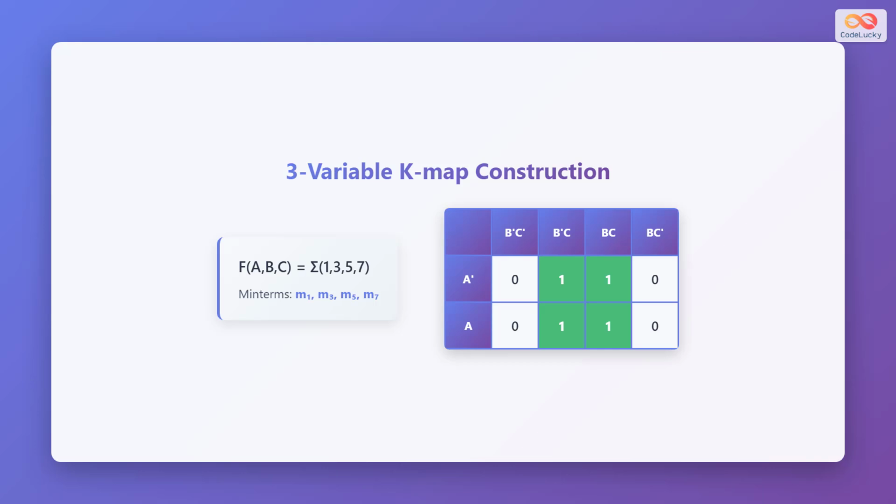Now let's construct a three-variable K-map for the function f of a, b, c, which equals the summation of minterms 1, 3, 5, and 7. To construct this K-map, we place a 1 in the cells corresponding to these minterms. Specifically, we place a 1 in the cells where the combination of a, b, and c values correspond to minterm 1, minterm 3, minterm 5, and minterm 7. The remaining cells are filled with zeros. This K-map visually represents the given Boolean function, making it easier to simplify.